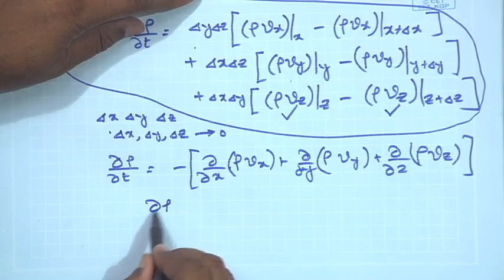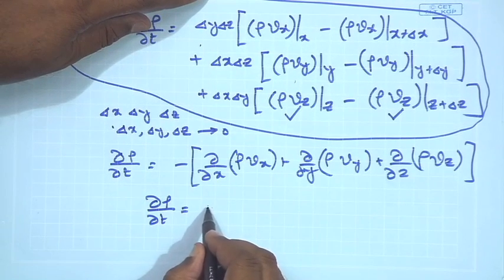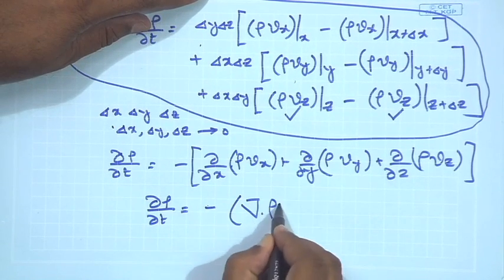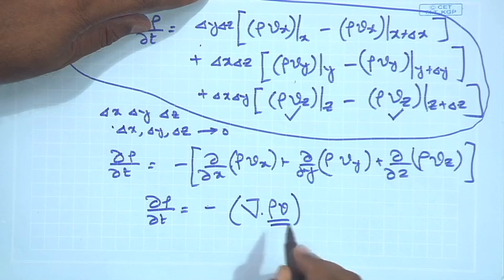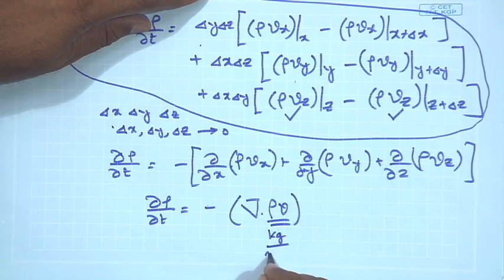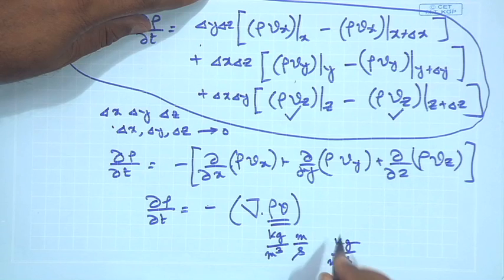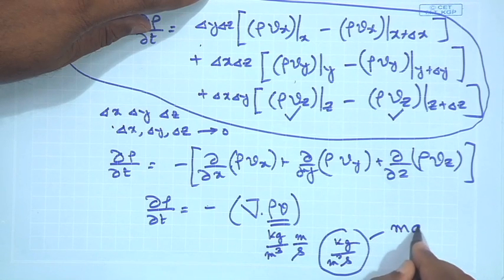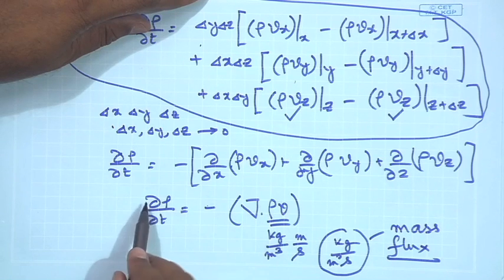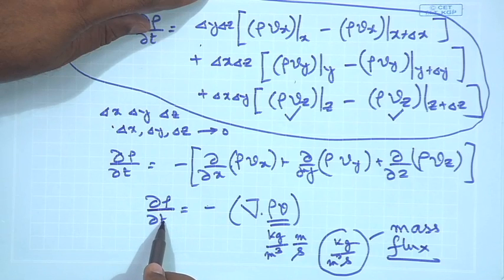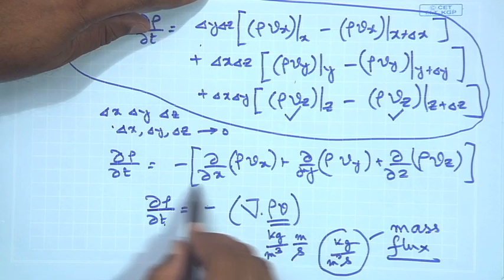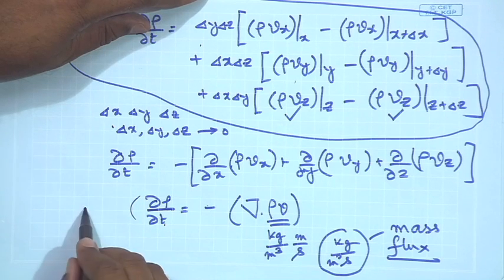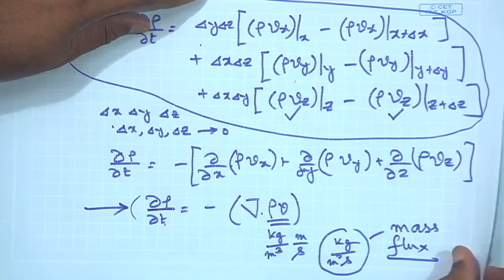Now, this expression can be expressed in a more compact form as minus del dot rho v, where rho is kg per meter cube and v is meter per second. So, rho v is essentially kg per meter square per second. So, this is nothing but the mass flux, which is a vector. So, the divergence of the mass flux vector must be equal to the time rate of change of density inside the control volume. That is one way of expressing the equation of continuity or the conservation of mass.